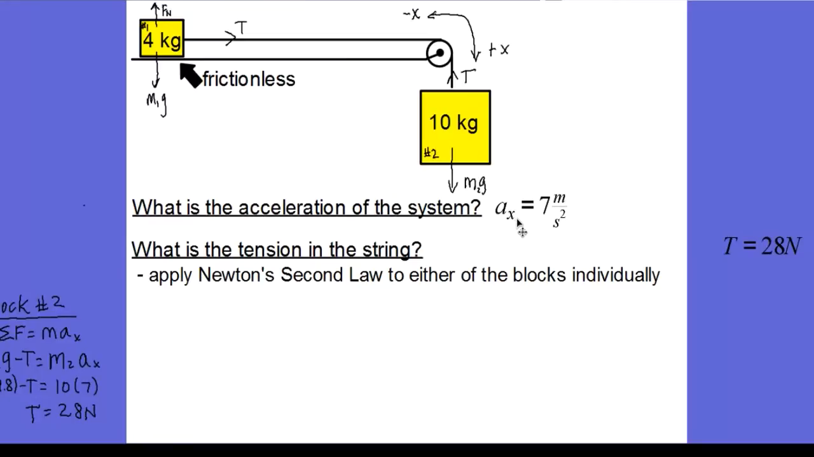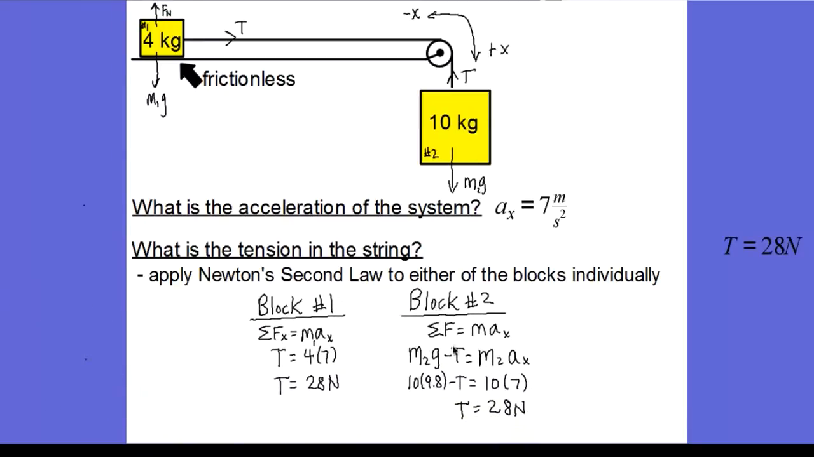Okay, now that we know that the acceleration is 7 meters per second squared, let's find out what the tension in the string is. To do that, we have to apply Newton's second law to either of the blocks individually, so that tension is an external force. And I show here the solution for solving it using either block. If I use the first block, the tension is the force that accelerates 4 kilograms at 7 meters per second squared, and that tells me the tension is 28 newtons.